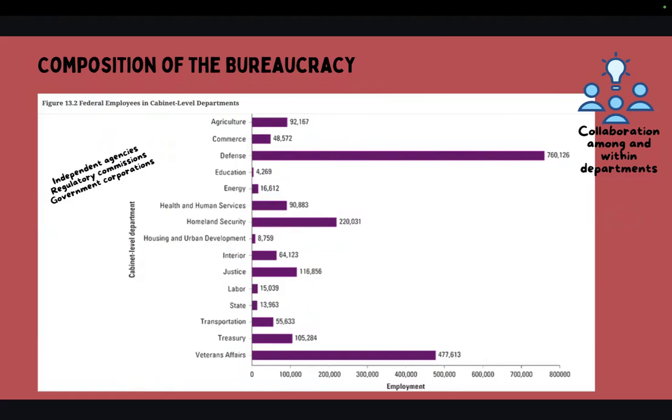This graph was in your chapter on the bureaucracy, and the numbers may have shifted a bit since this time, although it's not very old at all. And so you can see how small the Department of Education is compared to the Department of Defense or of War. And the VA is really big because they're providing healthcare across the entire country, etc. So you can see size, number of employees for them.